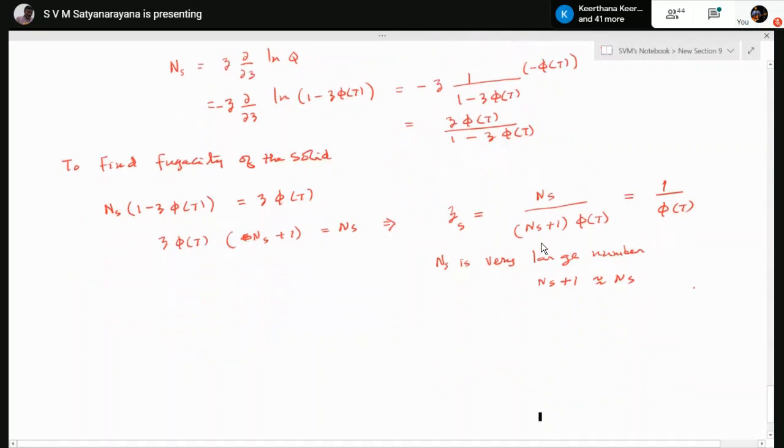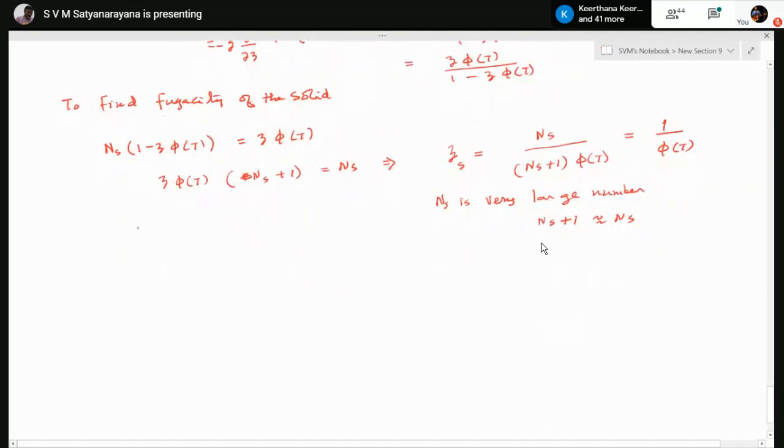Okay, so now we have two expressions, one for gas and one for solid. For the gas, the fugacity is equal to Ng by Vg into f of T, whereas for the solid it is equal to 1 by phi. Now we ask the question: when will there be equilibrium between these two phases?